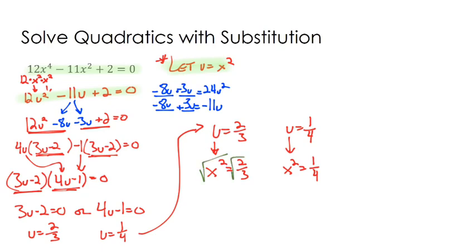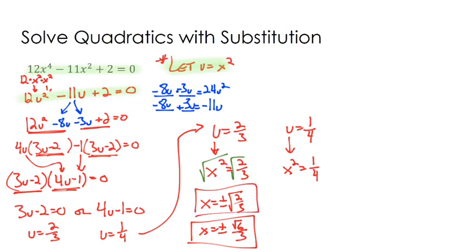So I'm going to take the root of both sides of the equation on the left, and I get x equals plus or minus the root of 2/3. If you were to rationalize that, you would get, what would that be? Would that be root 6 over 3? I'm not going to go through the steps of that right now because it's outside the scope of this video. But then over here I do the same thing. I would take the root of each side. I would get x equals plus or minus the root of 1/4, and the root of 1/4 is going to be your 1/2 right here.